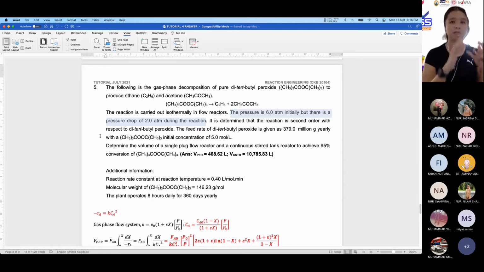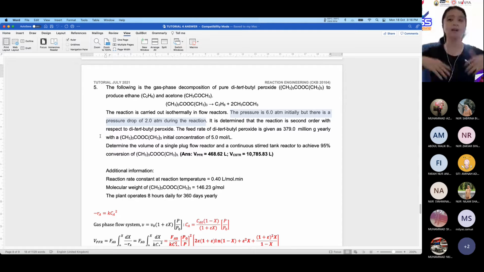Maksudnya P naught 6, yang mula-mula masuk the pressure was 6, but after the reaction the P is now 4 atm. Kenapa 4 atm? Sebab dia kata mengalami kejatuhan tekanan sebanyak 2 atm. Okay, so kamu kena faham ayat ni betul-betul. Kejatuhan tekanan sebanyak 2 atm maksudnya tekanan yang keluar selepas tindak balas adalah 4 atm. So P naught 6, P 4. Okay, so that's the second information.